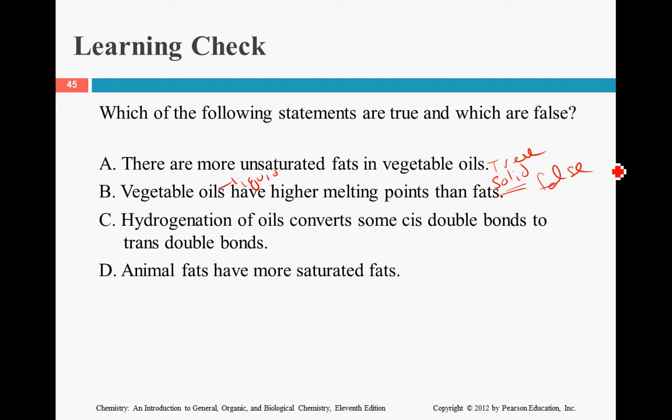Hydrogenation of oils converts cis double bonds to trans double bonds. This is sometimes true. And animal fats have more saturated fats. This is true as well.